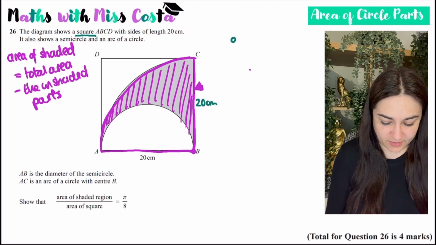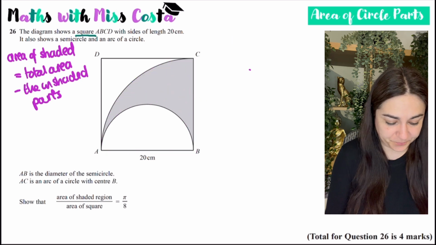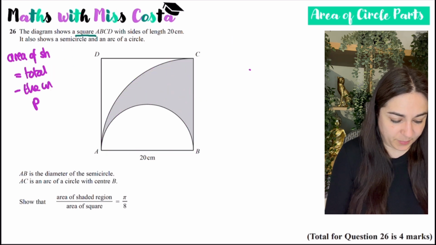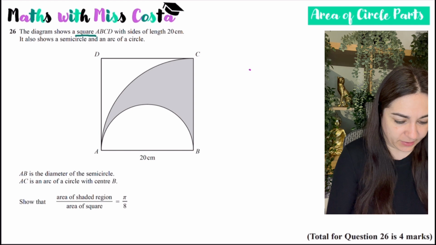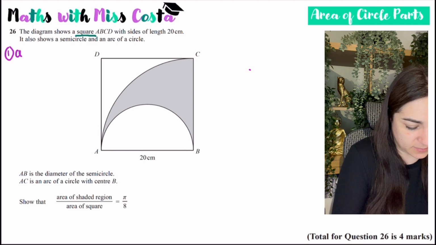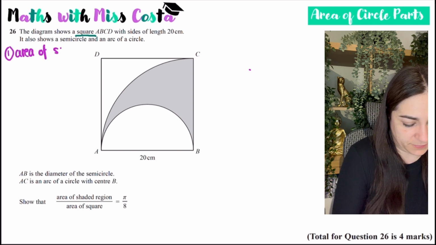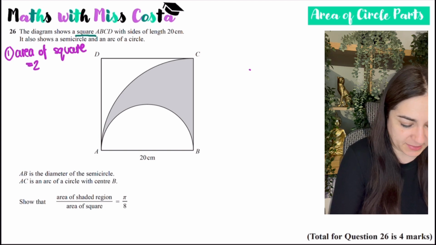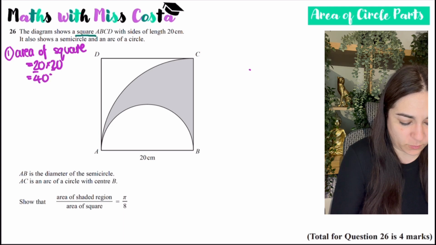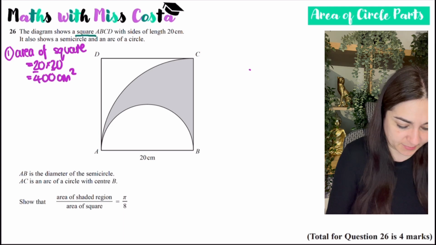And actually this is quite a hard question, but let's give it a go. So step 1, let's work out the area of the square. The area of the square is, I know that it's 20 centimeters by 20. So 20 times 20, 2 times 2 is 4, add on the 2 zeros, so that's 400 centimeters squared.